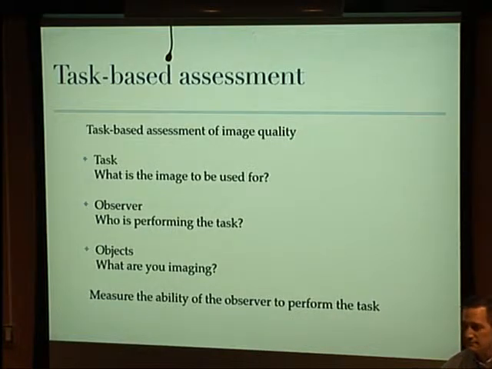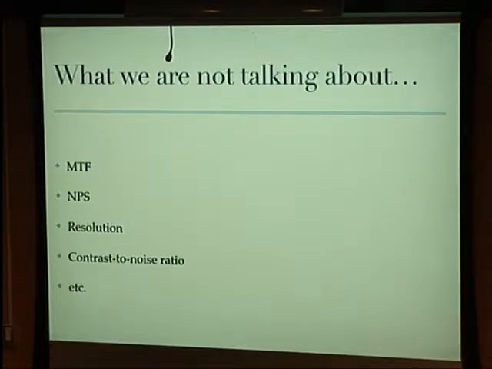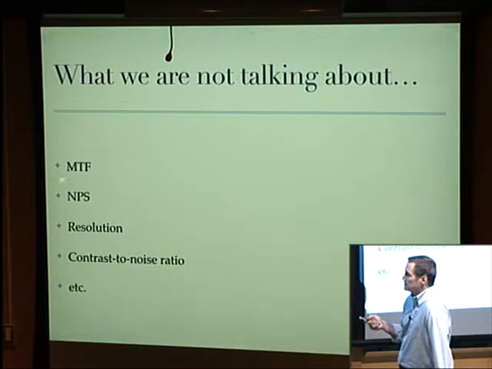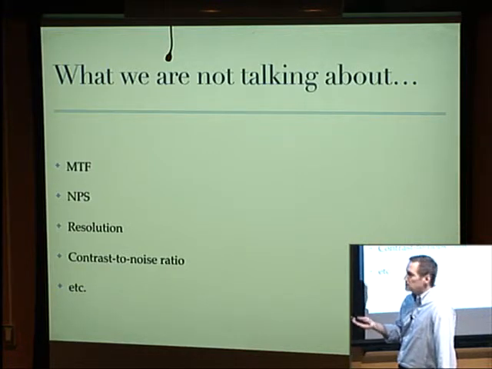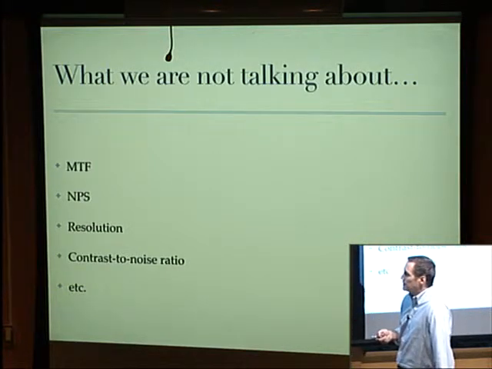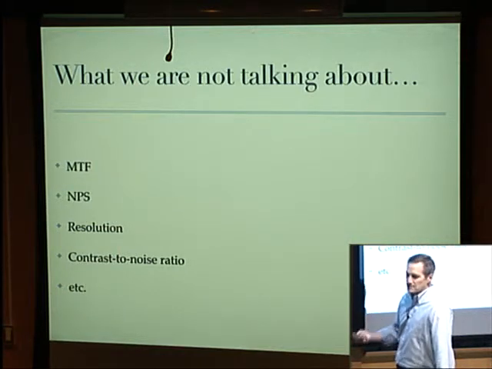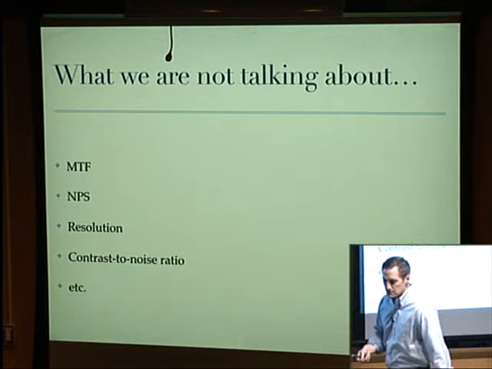What are we not talking about? We're not talking about things like MTF, noise power spectrum, resolution, contrast-to-noise ratio, etc. Which is not to say that these things aren't important. They are important, but they do not necessarily relate or correlate with task performance. That is, why are you generating the images in the first place?